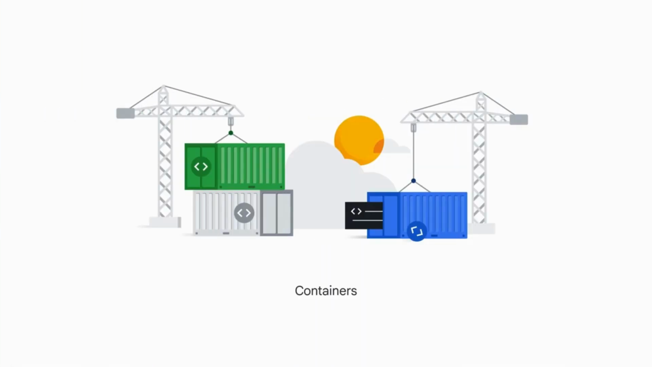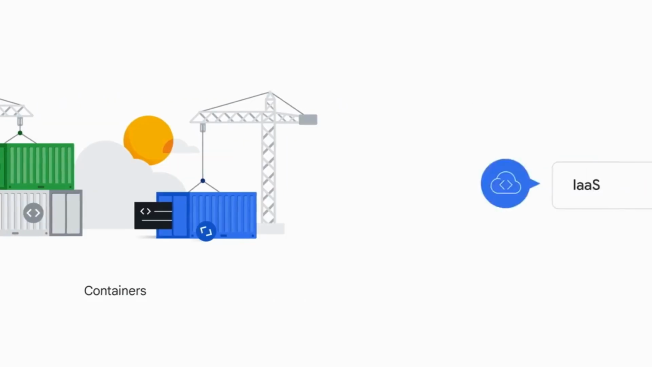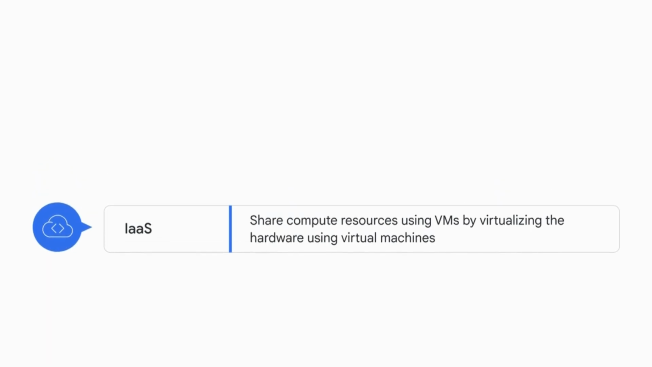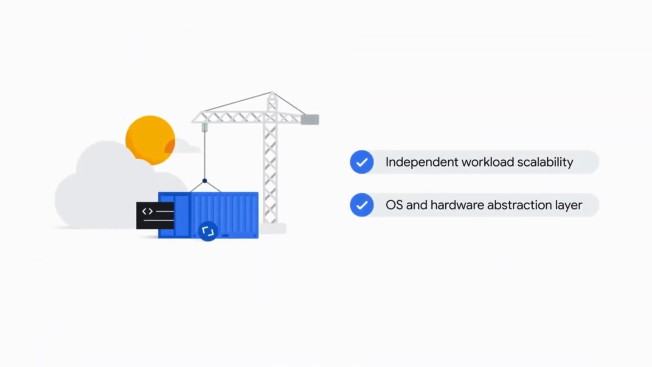In this section of the course, we'll explore containers and help you understand how they are used. Infrastructure as a service, or IaaS, allows you to share compute resources with other developers by using virtual machines to virtualize the hardware. This lets each developer deploy their own operating system, OS, access the hardware, and build their applications in a self-contained environment with access to RAM, file systems, networking interfaces, etc. This is where containers come in.